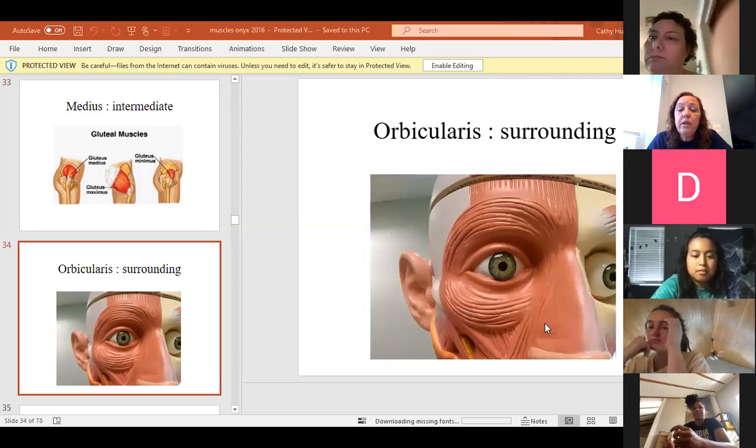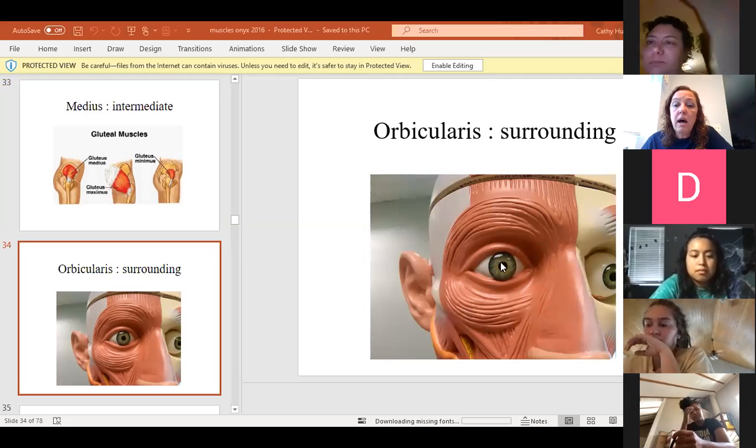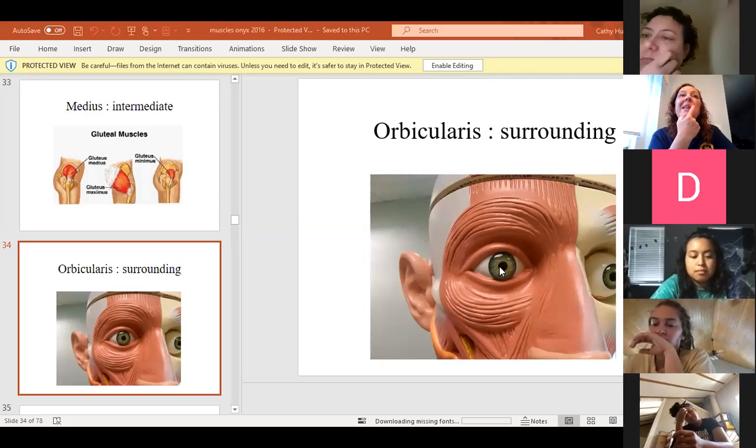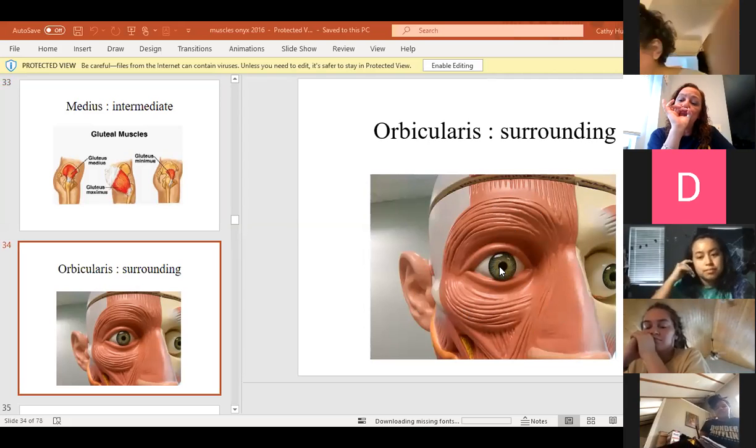There's a great picture for the orbicularis, surrounding. This is the orbicularis oculi. We can also have one here, oris. So it's just a round surrounding muscle.